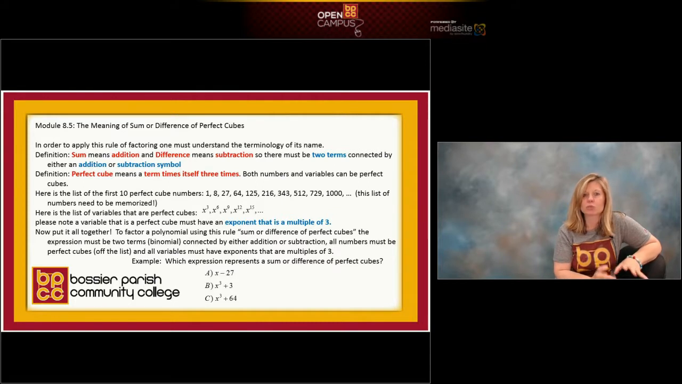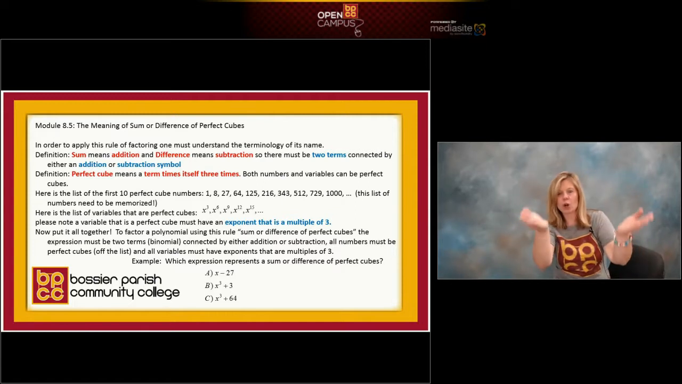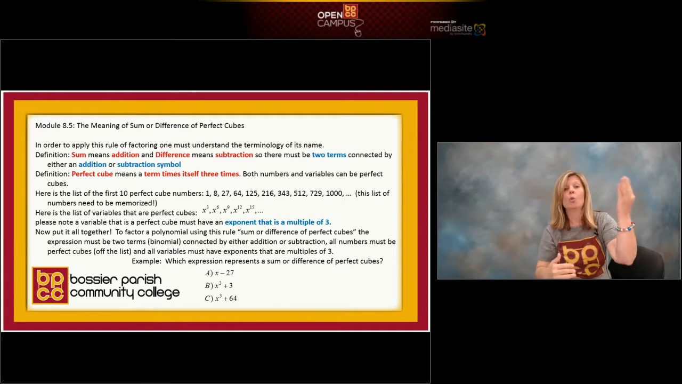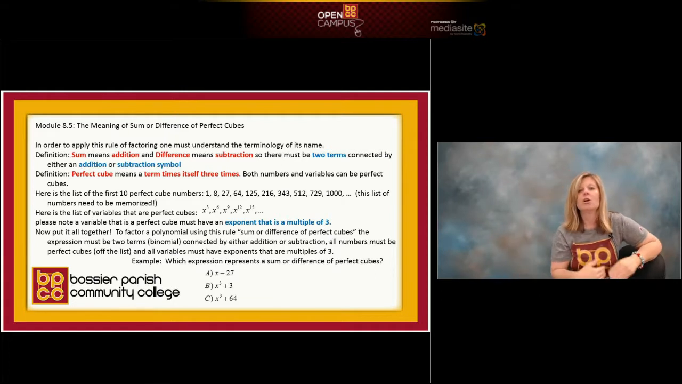So to do this rule, sum or difference of perfect cubes, you need an addition sign with two terms, one in front and one behind, or you could have a subtraction sign with a term in front and a term behind. So to use this rule, you need two terms, a binomial, and they can be connected either by addition or by subtraction. Okay, so that's cool.